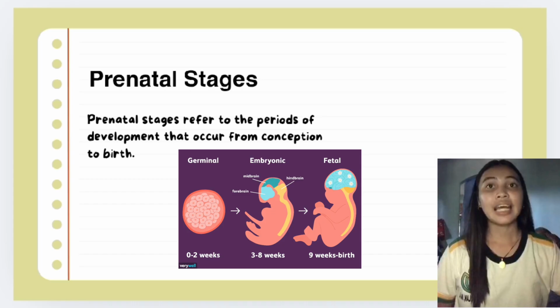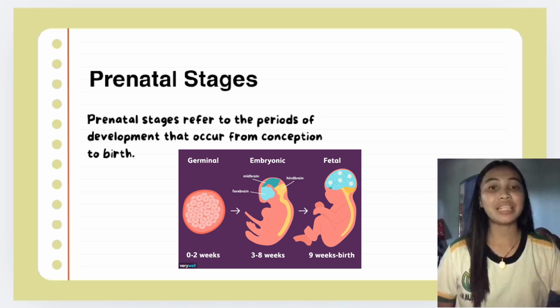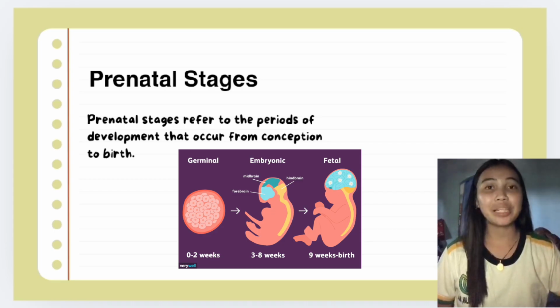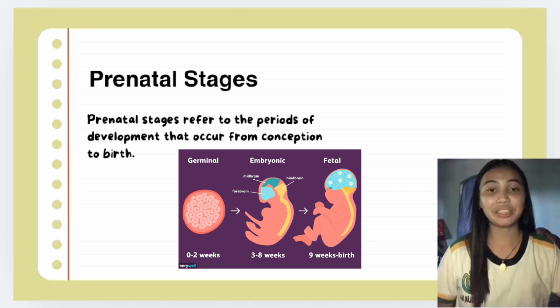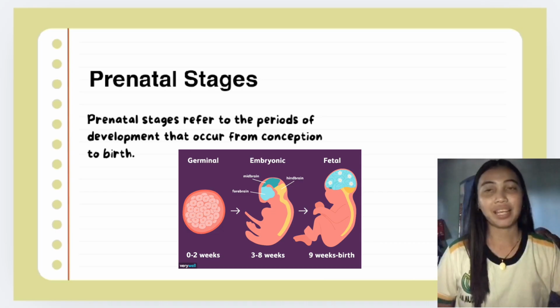Arms and legs begin to emerge as limb buds. The heart starts to beat. Eyes, nose, and mouth begin to take shape. The embryo is highly vulnerable to environmental factors like drugs, alcohol, and infection, which can cause birth defects.